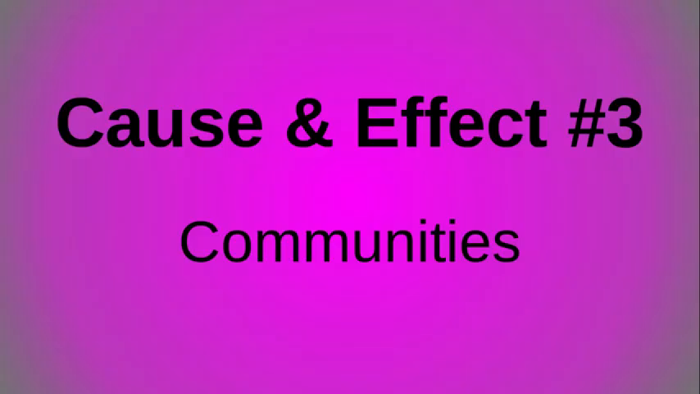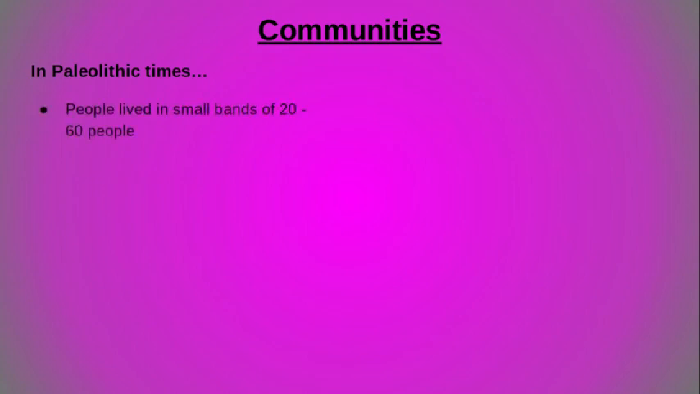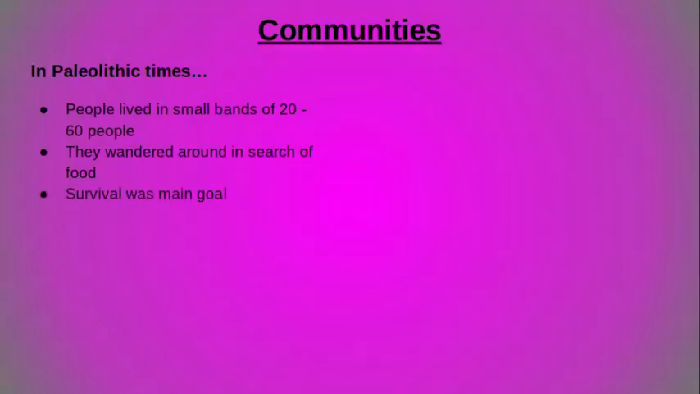All right, cause and effect number 3. We're now going to look at what we just talked about, those communities. So people really settling and living and working and being with one another. So in Paleolithic times, people did not live in communities. They lived in small family clans or bands of probably no more than 20 to 60 people. Again, those people are wandering around in search of food, and survival is the main goal here.